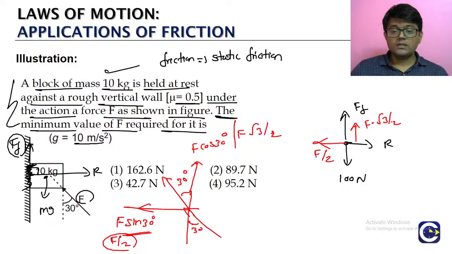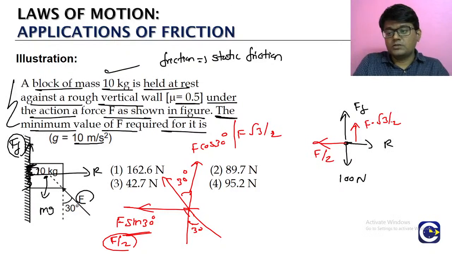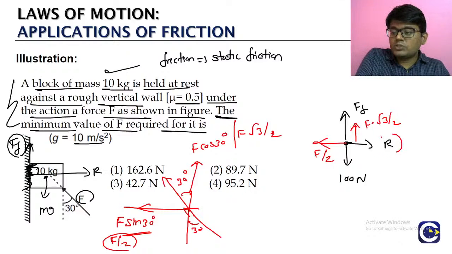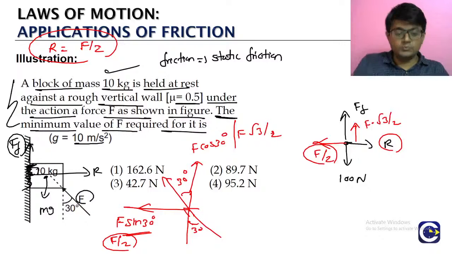Now the block is held at rest. Means there is no horizontal motion, there is no vertical motion. So horizontally there is no motion, means force balance, right? That will give us the normal reaction value. What is the normal reaction value? It is F by 2.